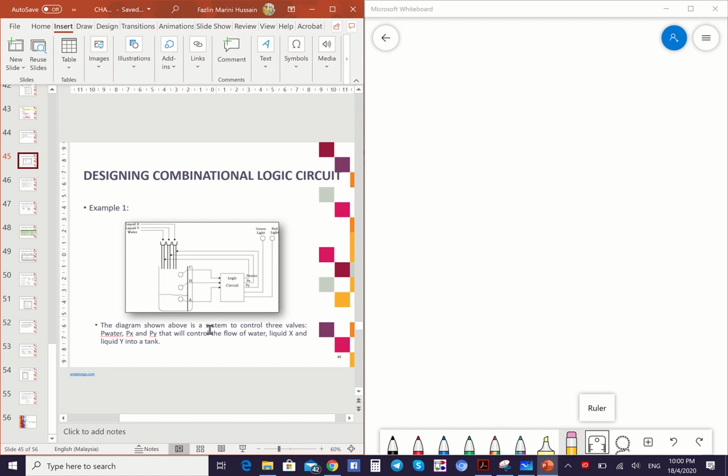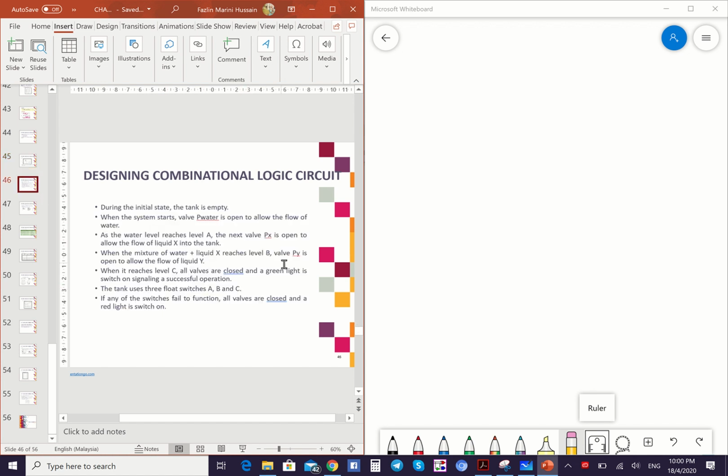For the output, based on the diagram, you can see that we have 2 lights, green light and red light. These are 2 outputs for this system. But the outputs are not only these 2 lights; we also have another 3 outputs, which are the valves Py, Px, and P water, because the valves control the flow of these 3 liquids, including the water. Based on this description, you can fill in the values in your truth table.